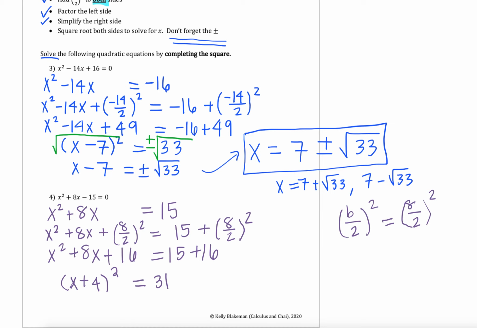So we want to apply a square root to each side and then isolate that x value. Why don't you guys pause the video and finish solving off example 4 on your own.